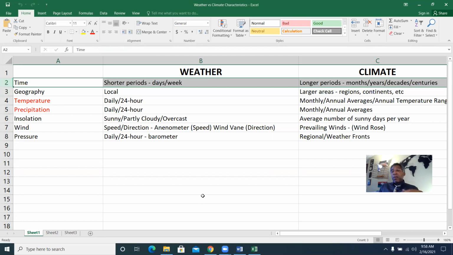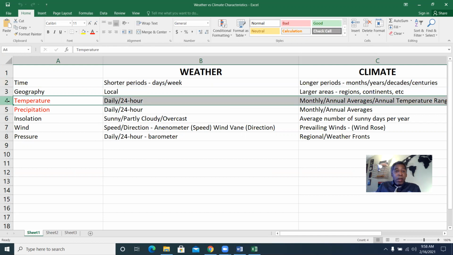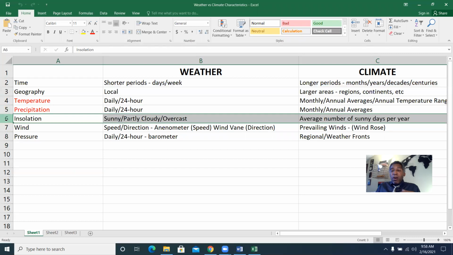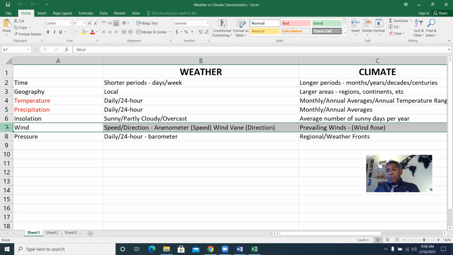In terms of time, when we speak of weather, we're usually asking questions about atmospheric conditions over shorter periods of time. What's the temperature going to be like today? How much precipitation are we going to get today? Is it going to be sunny today? What percentage cloud cover are we going to have today? We've been through a little bit of this with your first couple of assignments. What's the wind direction going to be today?